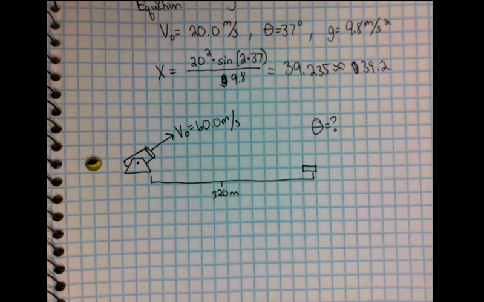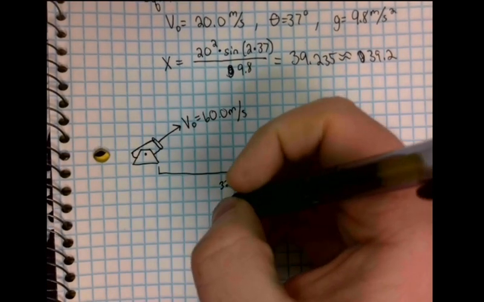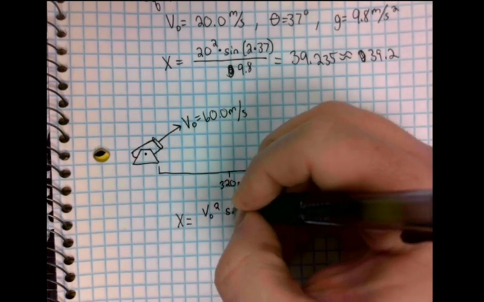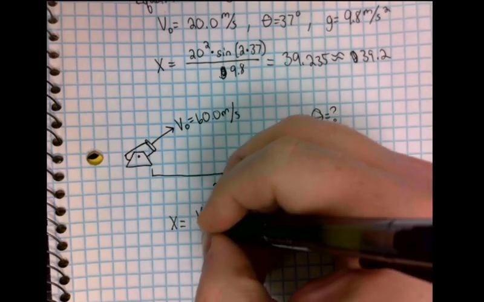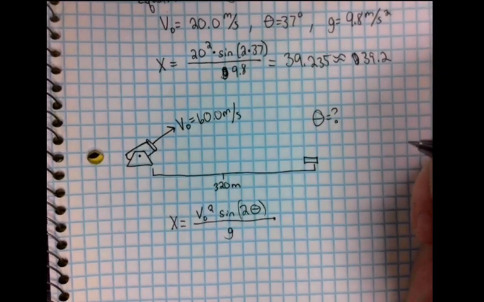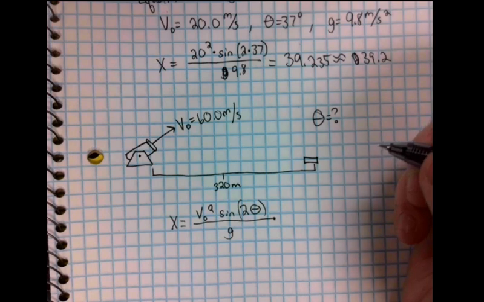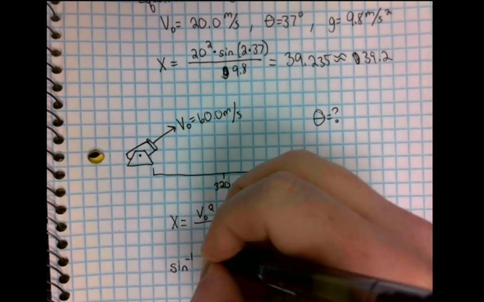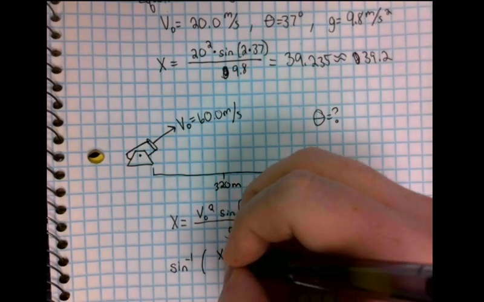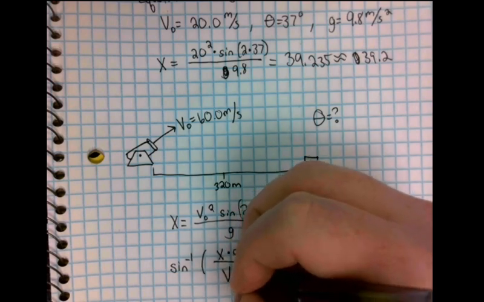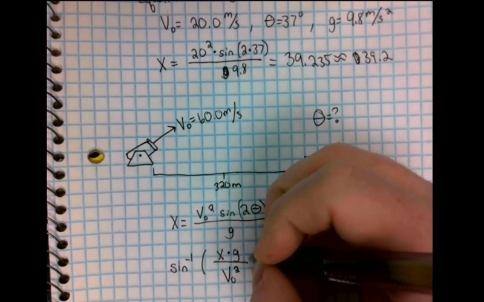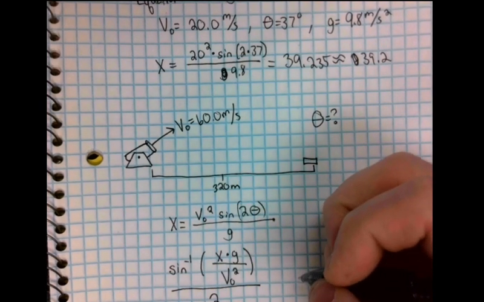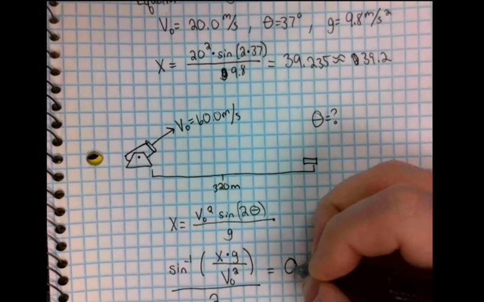So we can go ahead and plug this in. We can just rearrange. Our x is equal to v naught squared sine 2 theta over gravity. If we rearrange all of this, we're going to get inverse sine of x times g over v naught squared, and then all of that divided by 2 equals theta.